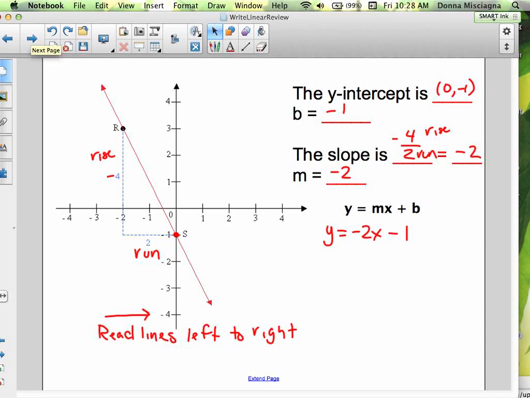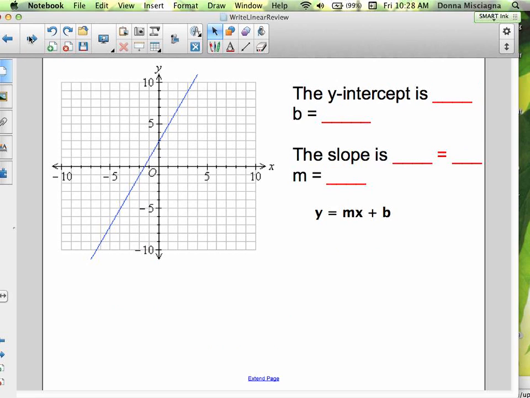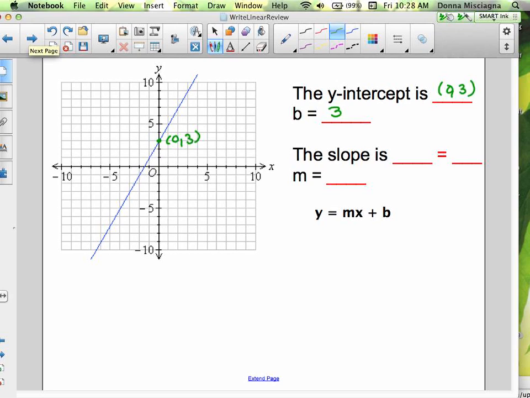Let's do problem number 2. Right, so here we want to identify our y-intercept. Right, it's really clear to see what it is. You can see our graph is definitely crossing right there. So that would be the point (0, 3). Right, so our y-intercept is (0, 3), which means b is 3. Right, so now we need to identify any 2 points on the line. We already have one identified.